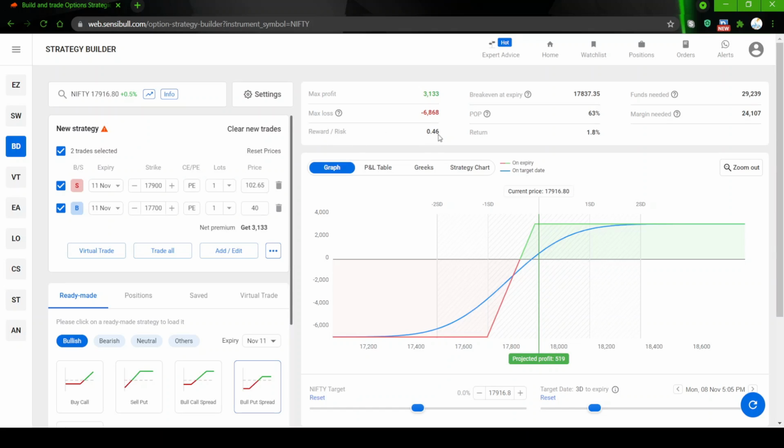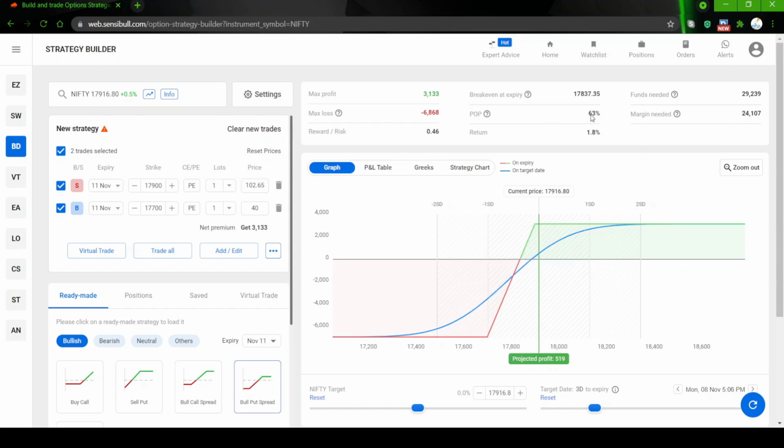Consider 0.5 means we are risking 1 rupee to make 50 paisa. Okay. So this is what it is, or we are risking 2 rupees to make 1 rupee. But with this poor risk reward, the probability of profit is higher than 50%. So all the credit strategies, the probability of profit will be high, but the risk reward will be poor, and your maximum profit is lesser than the maximum loss. Okay, that is why the risk reward is less.